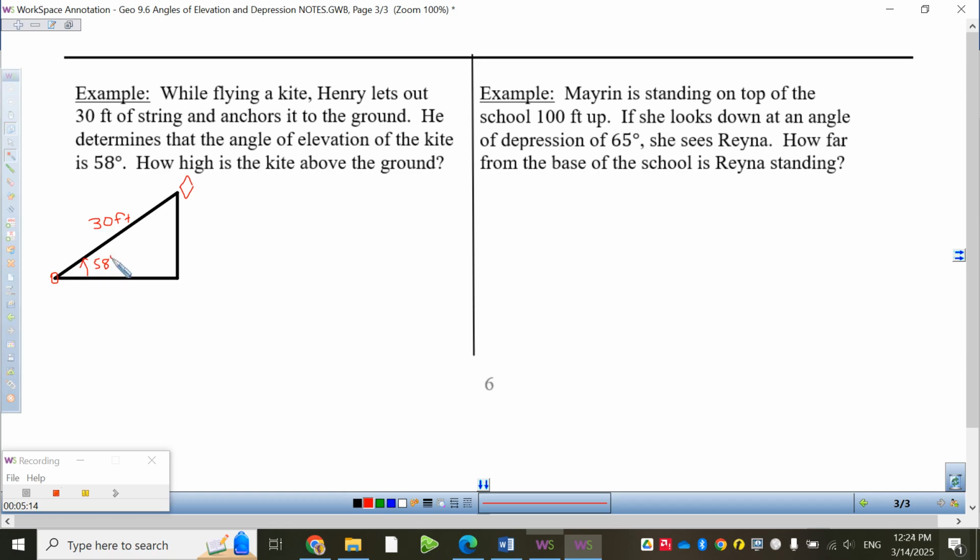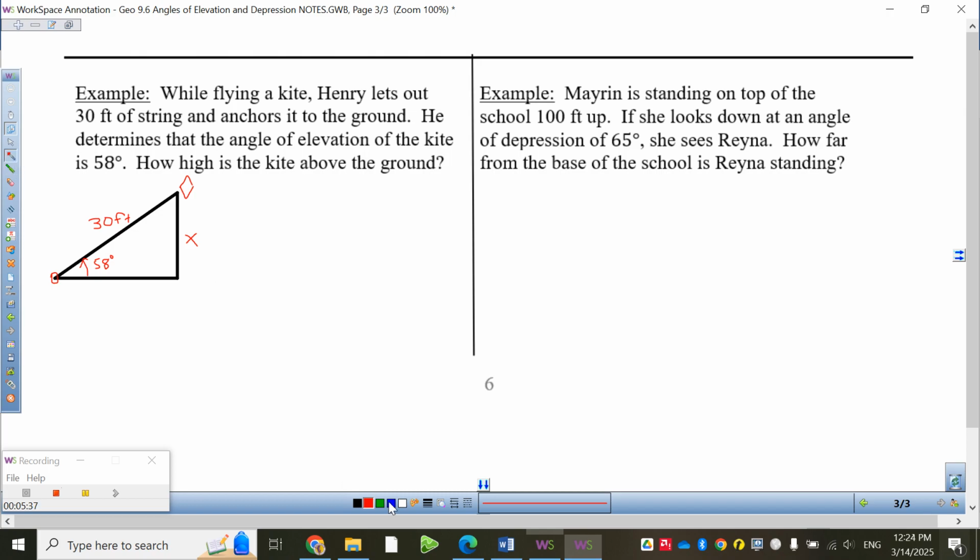Okay, now my picture is not perfectly to scale here, but we still have enough information to solve this problem. And we're trying to figure out how high is the kite above the ground. So we're trying to find this value here. This is the height of the kite above the ground. This would be the distance along the ground that the kite is going. And so we're trying to find this value here, the height above the ground.